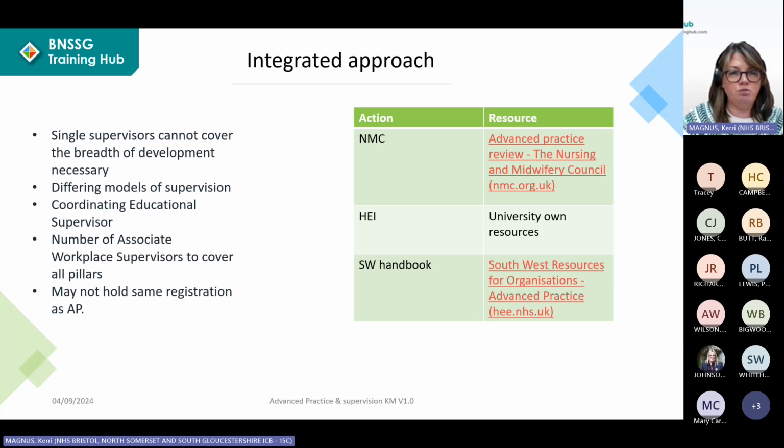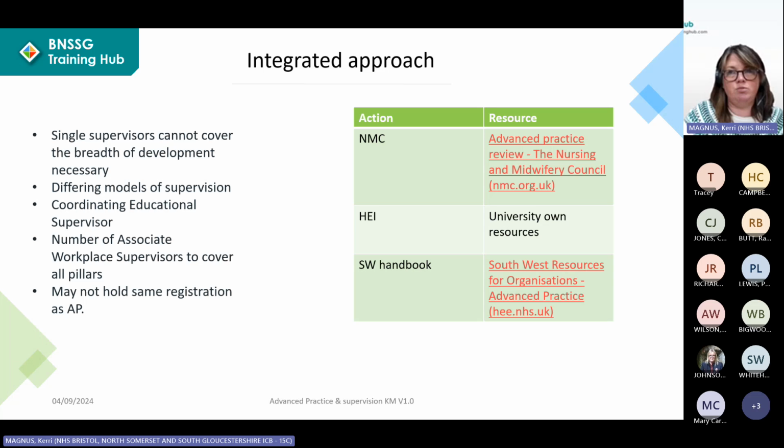We talked about an integrated approach. So these single supervisors cannot cover the breadth of development necessary. Really pull on the rest of the team. Pick out the individuals within the team that will enable you, that you think will be a great supervisor, but also individuals that you think, oh, I'd quite like to go and sit with them because they know a lot more about MSK. They may not be coordinating me, but actually they'd be the great person to go and sit in with. And they may not hold the same registration as an advanced practitioner, but you can sit in with other advanced practitioners within your workforce as well.